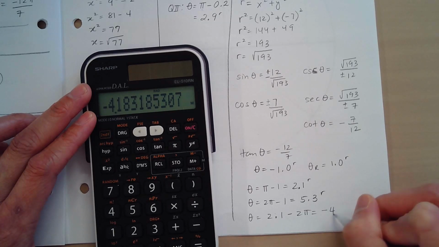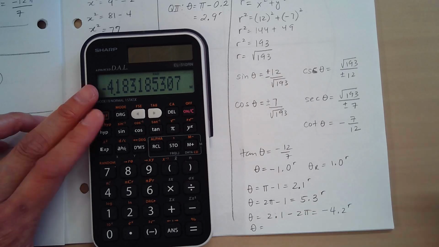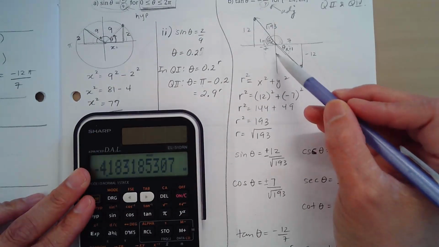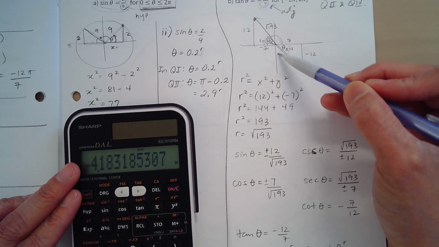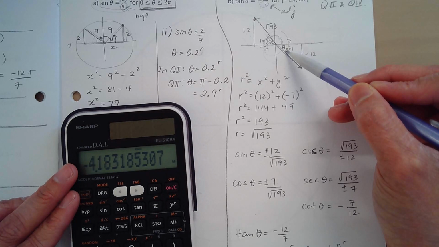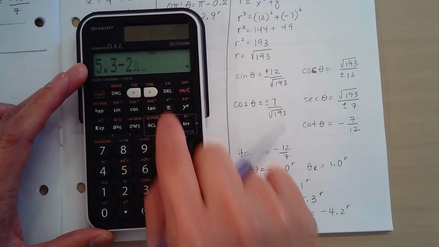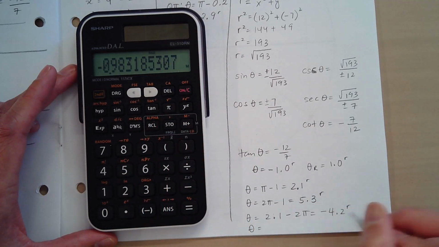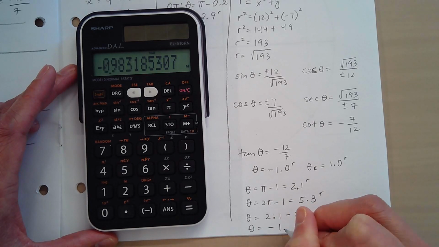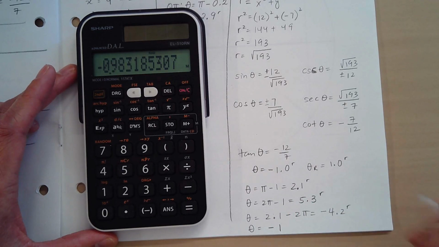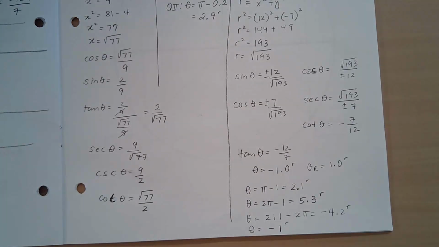It's going to be negative 4.2. And then the other one, if we have the one in quadrant 4 at 5.3, and we go all the way around, negative 2 pi, 5.3 minus 2 pi, it's going to be negative 1. So we got 4 different angles in here for that.